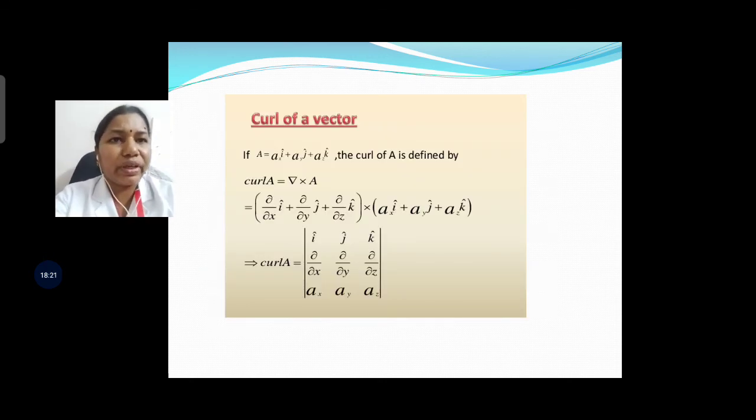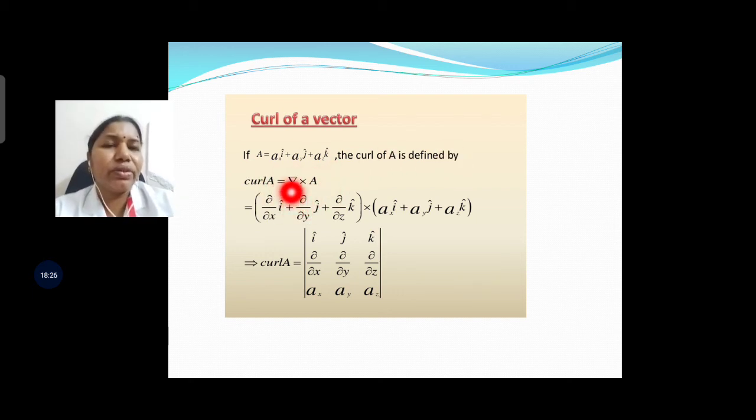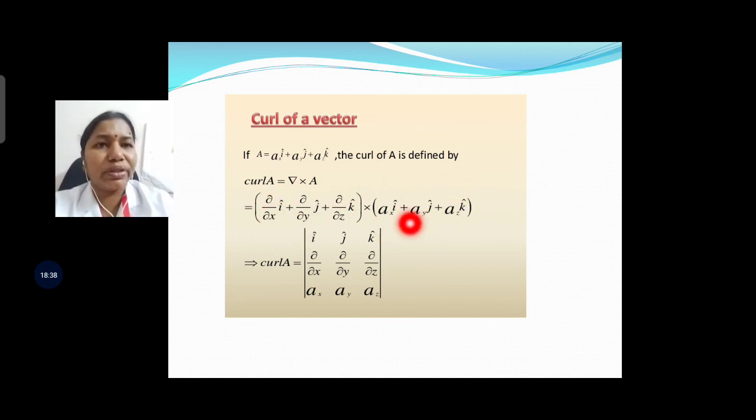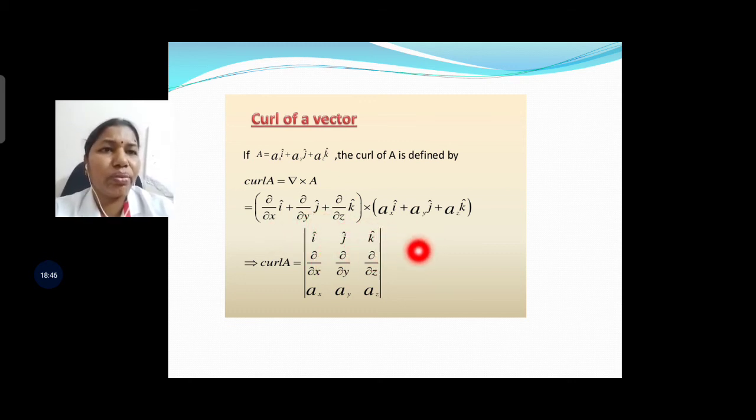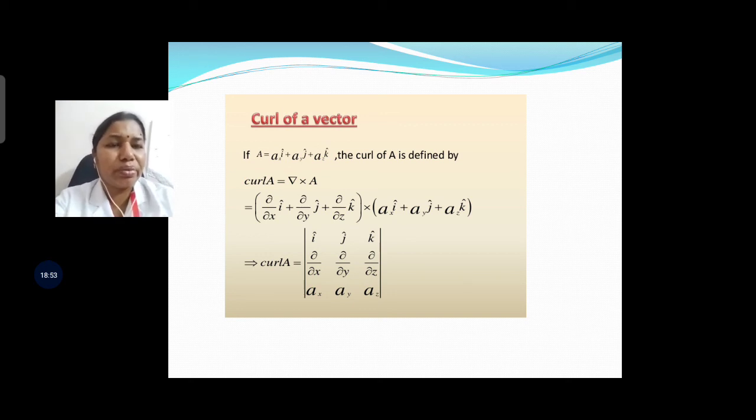So curl of a vector A, given as Ax i, Ay j, Az k, is given by del cross A. Del is dou by dou x i, dou by dou y j and dou by dou z k, and A is given as Ax i plus Ay j plus Az k. Just we have to multiply these two. This operation is called curl. So curl A is equal to the determinant of i j k, dou by dou x, dou by dou y, dou by dou z, Ax, Ay, Az.